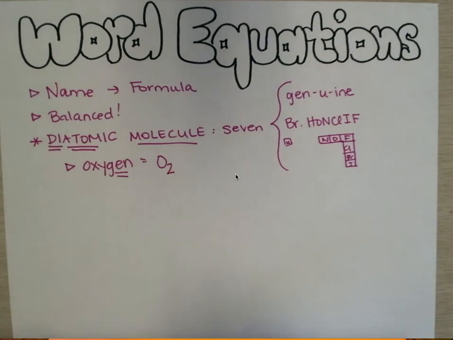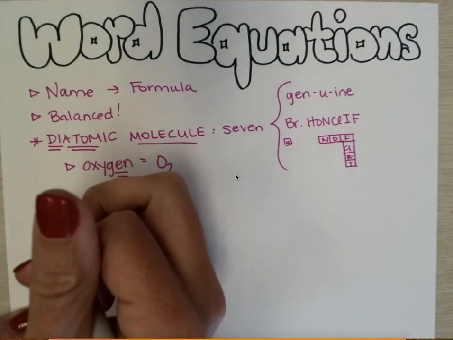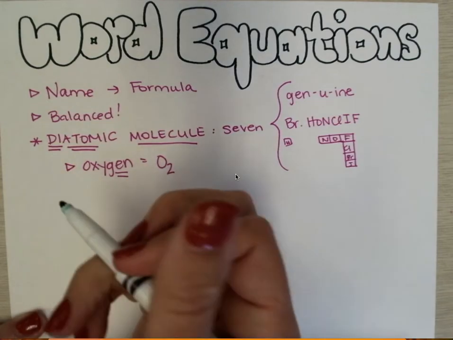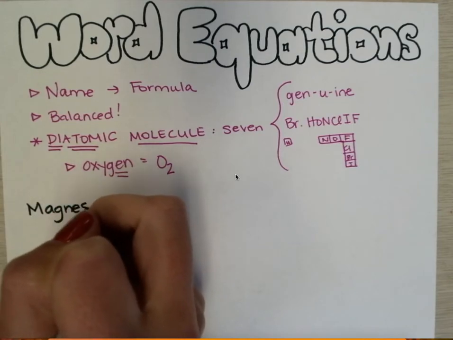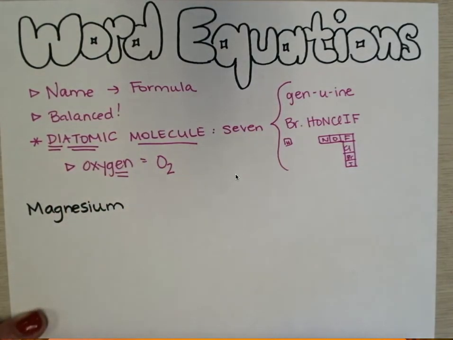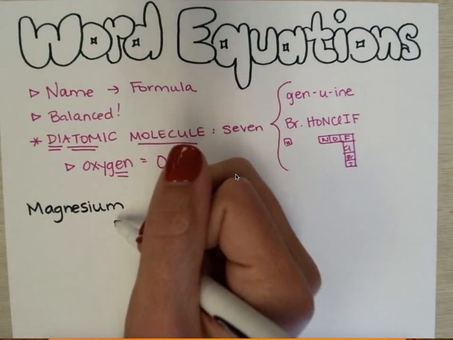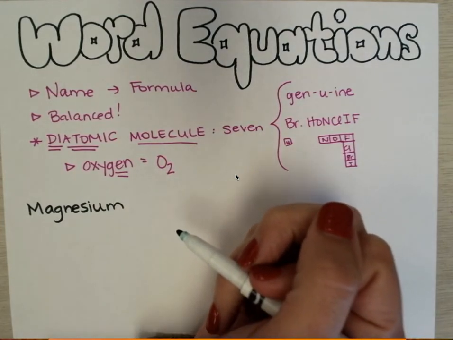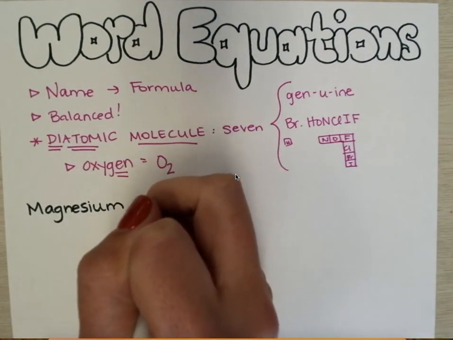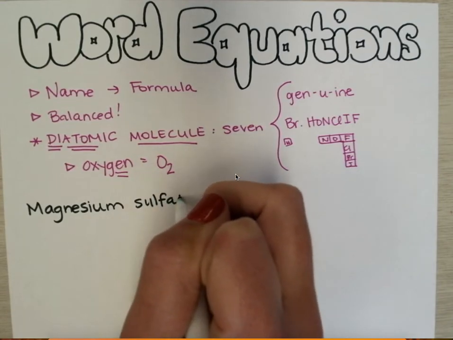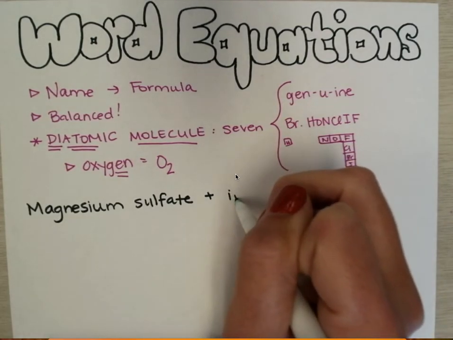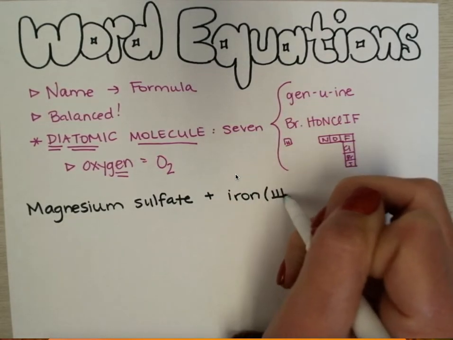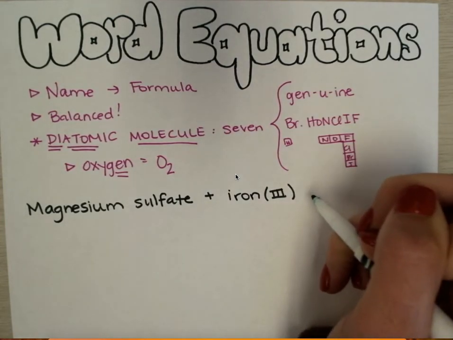Our first one is going to be kind of simple. We're going to do, well, let's do magnesium. This is really simple now that I've said the word magnesium. Let's make it a little more complicated. Okay, let's do magnesium sulfate is going to react with some iron 3 nitride.